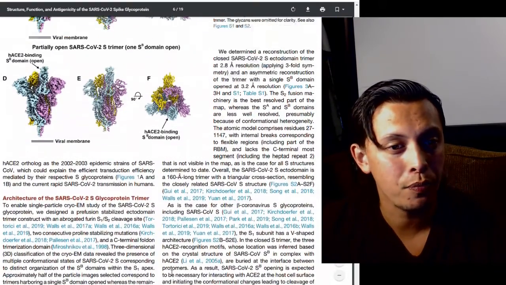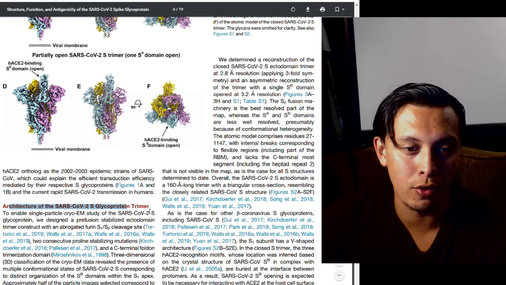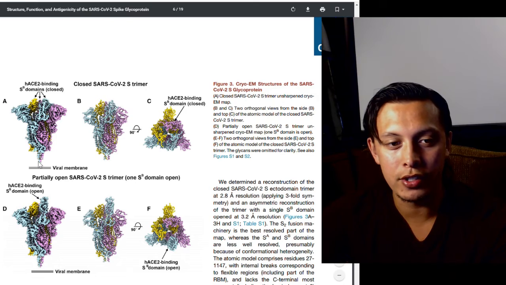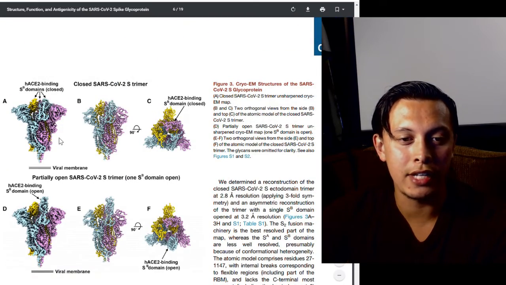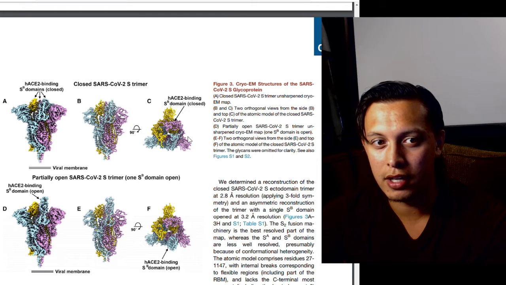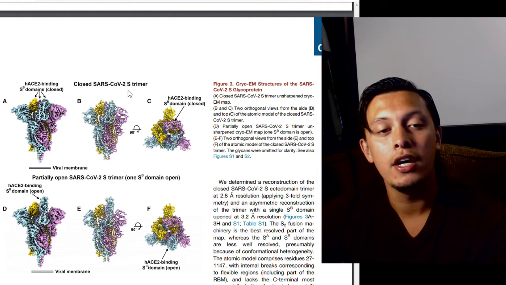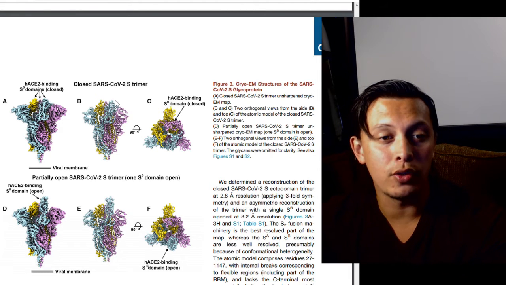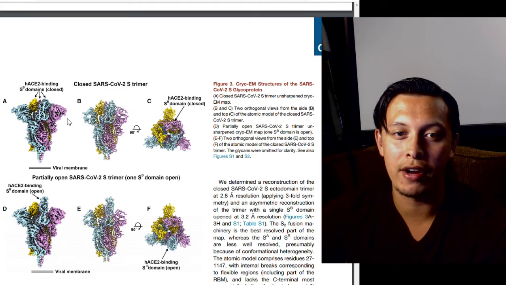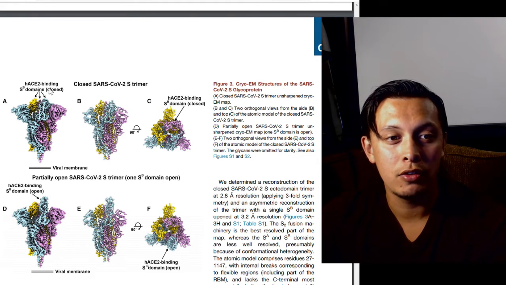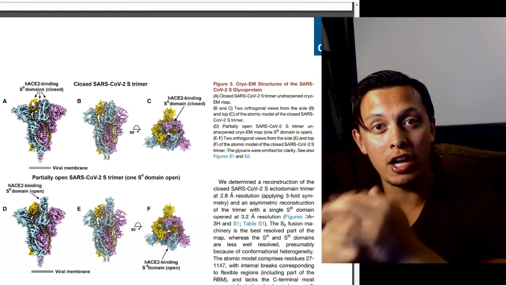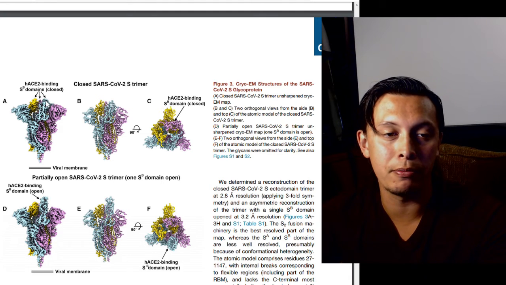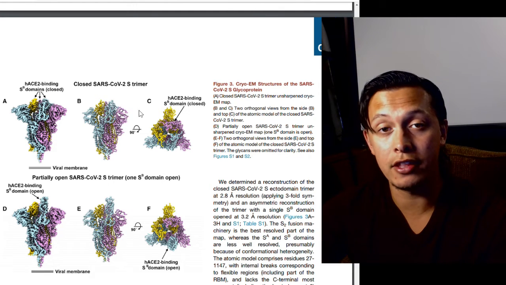Continuing on to the architecture of the SARS coronavirus 2 glycoprotein trimer. Here are some nice photos. With this technique that they used to help image this spike protein, they discovered that there are 2 general trimers that they find. They find the closed SARS coronavirus 2 trimer, and here are the binding domains, the part that sticks to the ACE2 receptor. Here, they're all closed, so all 3 binding domains are hidden, tucked away within the trimer.